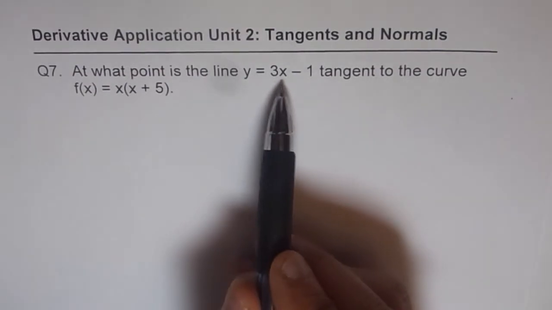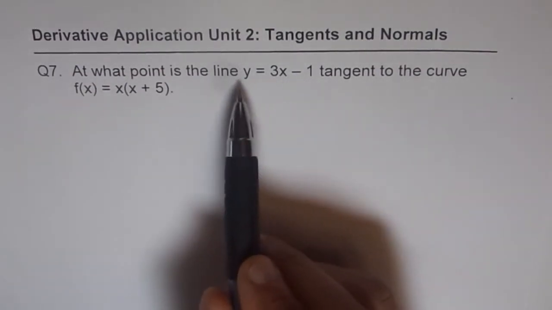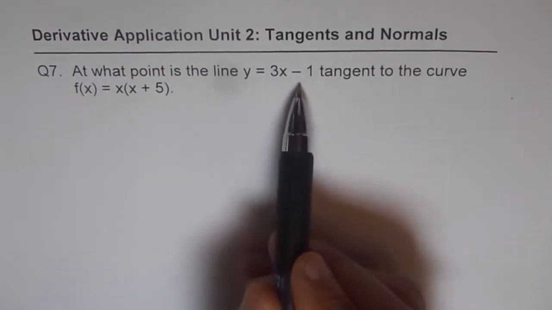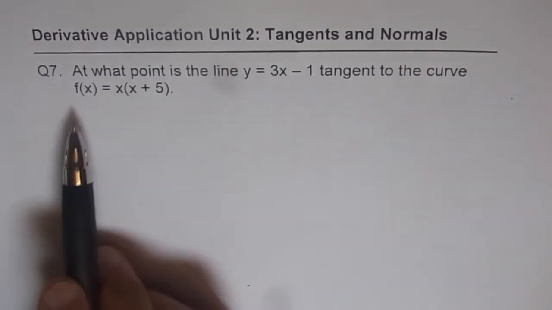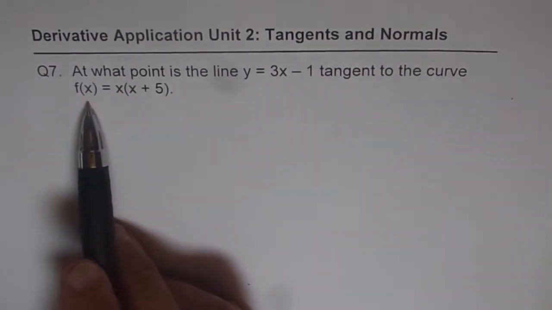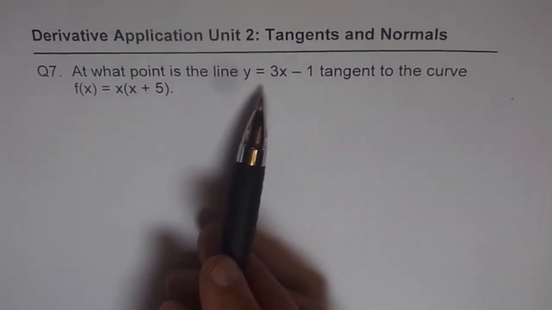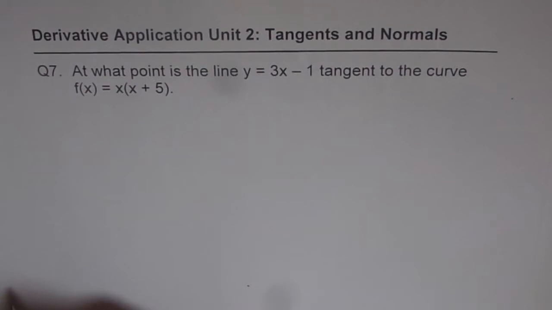y equals 3x minus 1 is your line, right? If you write this equation, it is already in slope-intercept form. You know the slope is 3. That means the derivative of the function should be 3. And then you have to figure out whether the point matches or not. That is how you have to do the question, right?